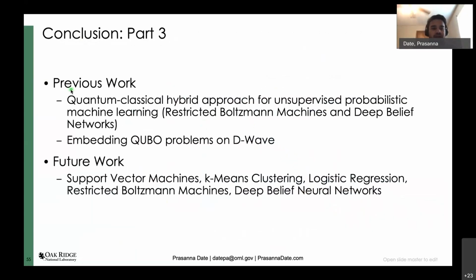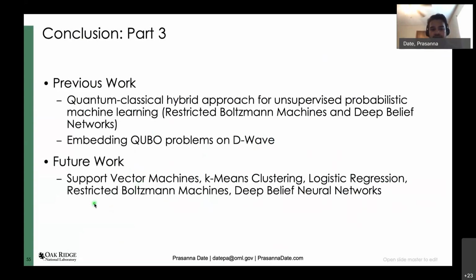Okay, so now I can quickly conclude the third part of the talk, where I went over two of my previous works, which are a quantum classical hybrid approach for unsupervised probabilistic machine learning models, specifically RBMs and DBNs, and then also the embedding problem for the D-Wave quantum computers. Now, in the future, my aim is to focus on more and more machine learning problems. Some problems that I have lined up are support vector machines, k-means clustering, and so on and so forth.